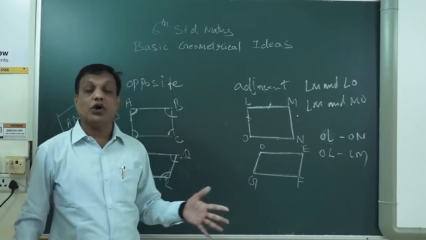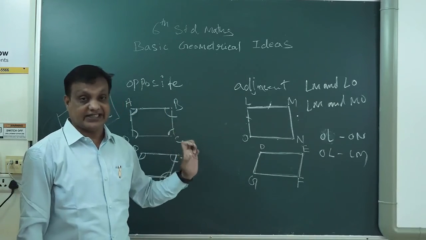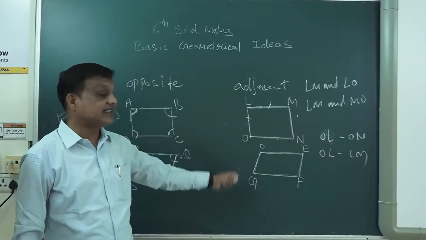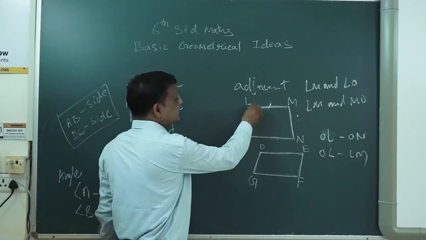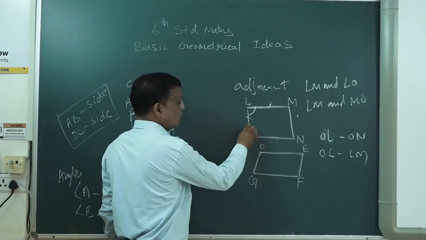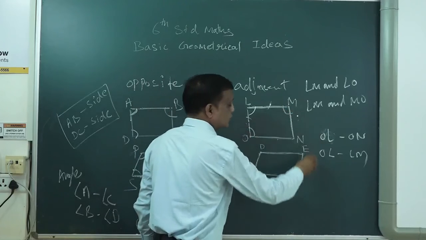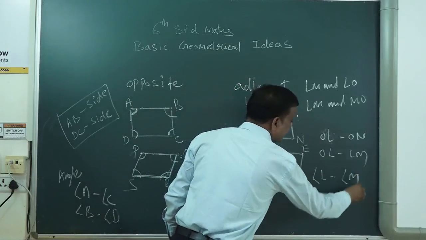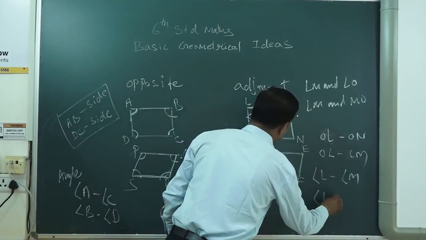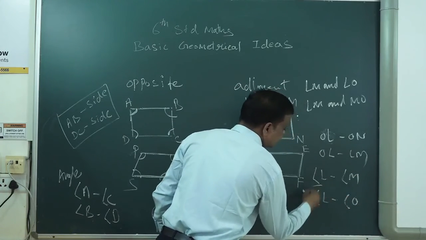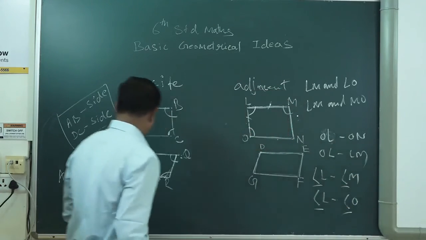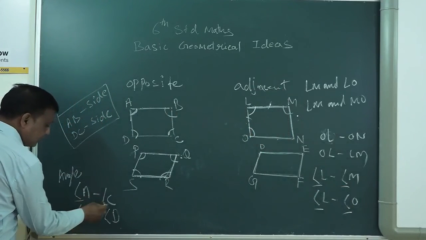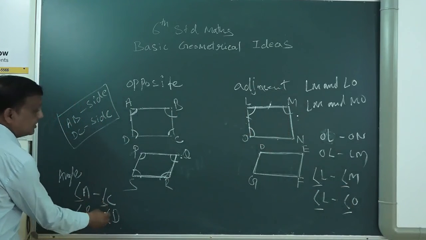So these are called what? Adjacent sides. And the last point is adjacent angle. So what is the adjacent angle of L? O also, M also. Angle L, angle M, angle L and angle O. This is the symbol of angle. Don't get confused. This is the symbol of angle.